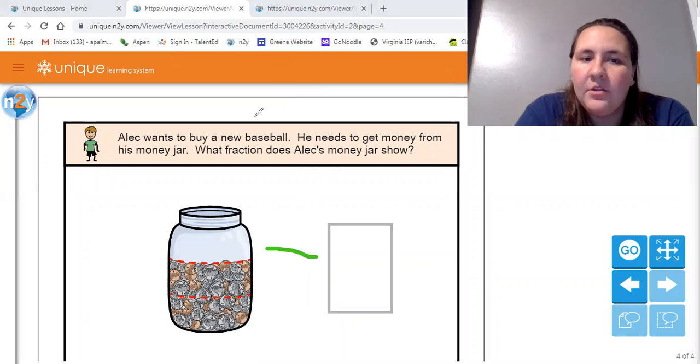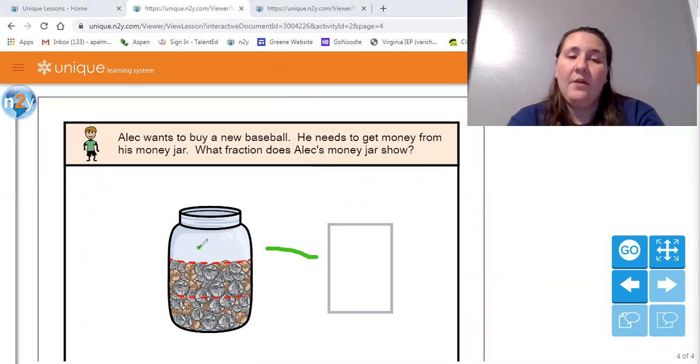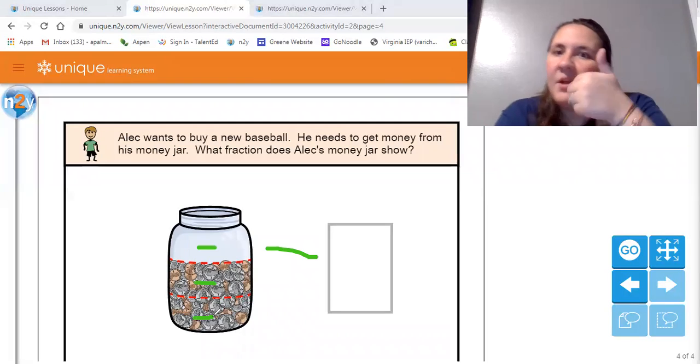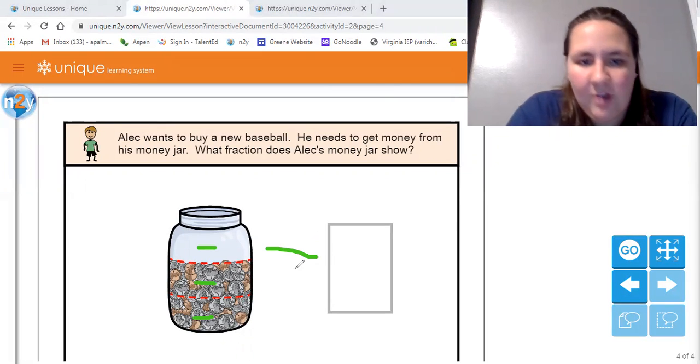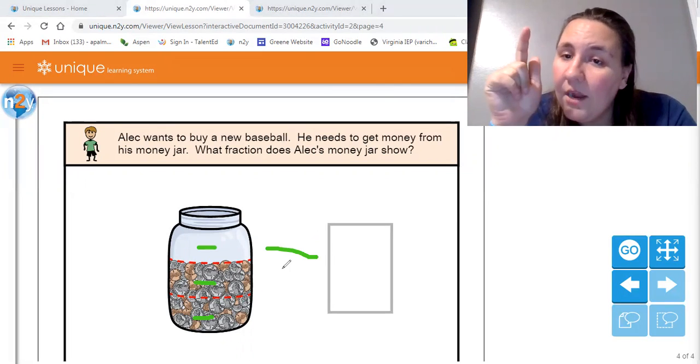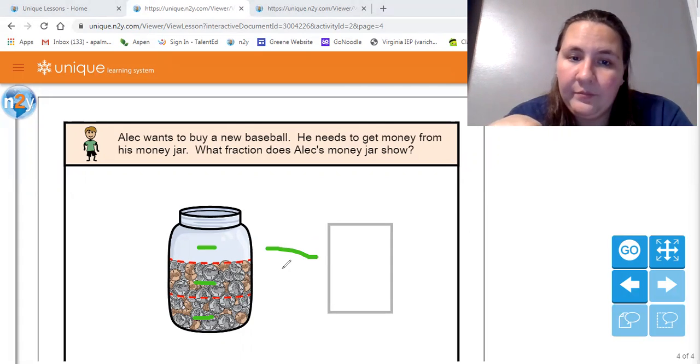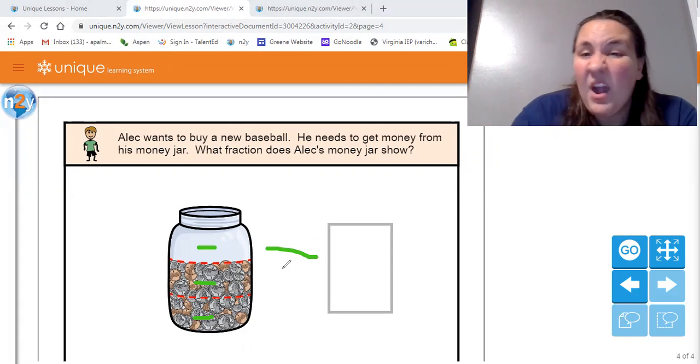So let's check our answer and make sure we're right. I want to know how many pieces are all together. So I'm going to count 1, 2, and 3. Thumbs up if you got 3. Great job. And that goes on the numerator or on the denominator? Great job. That's my whole, so it goes down on the denominator.